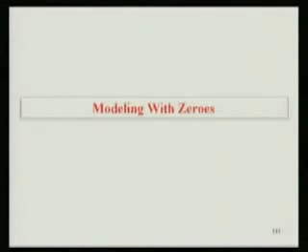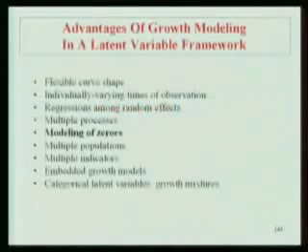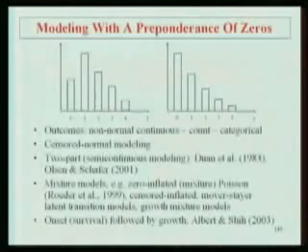And modeling with zeros. So this has already come up in the discussion. We are here moving quickly down the list of advantages of being in the latent variable framework. And here, this responds to the question we had earlier. You have two situations here, outcome variables with different kinds of distributions.